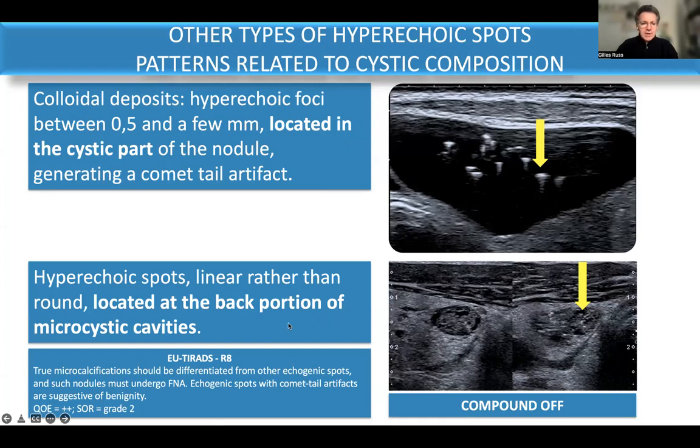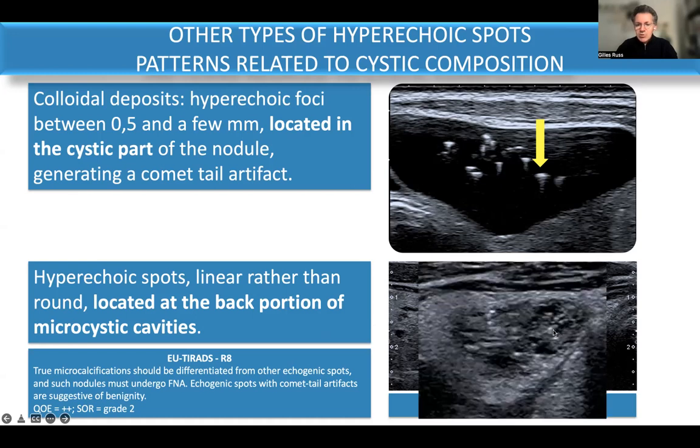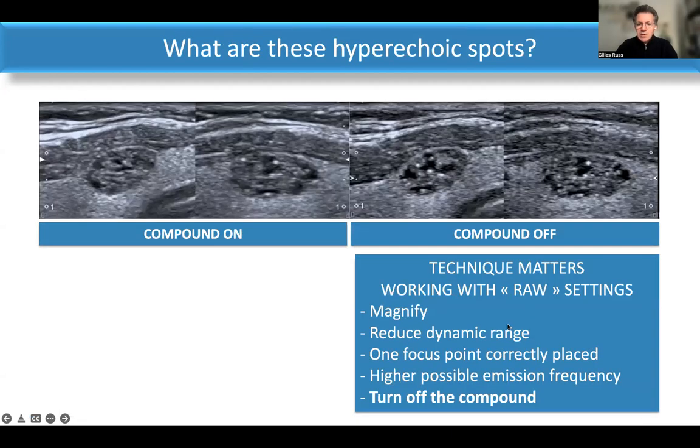The special and even more frequent case is the one of microcystic cavities. Now here, if you turn the compound off, you will see these microcystic cavities and these rather linear small hyperechoic foci in it, and you will even see them better if you enlarge the image, if you zoom.